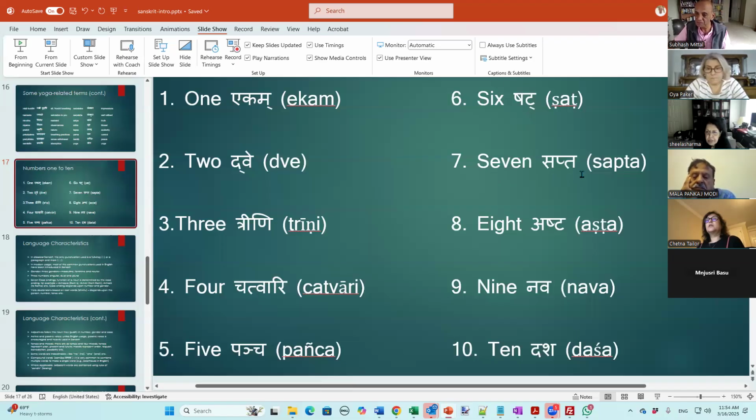7 is sapta. Sapta. 8 is ashta. Again, that sh with the back of the palate sound. Ashta. It's the back of the palate sound, not ash. It's not ashta. It's ashta.